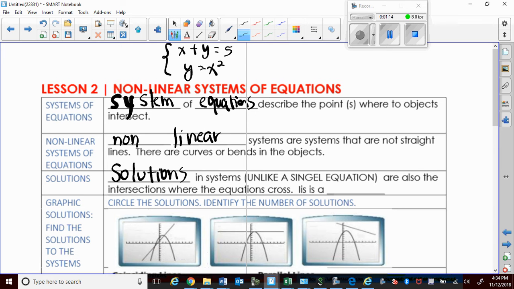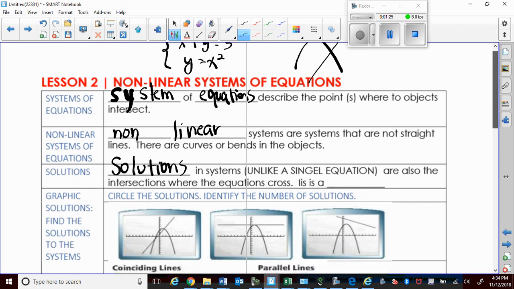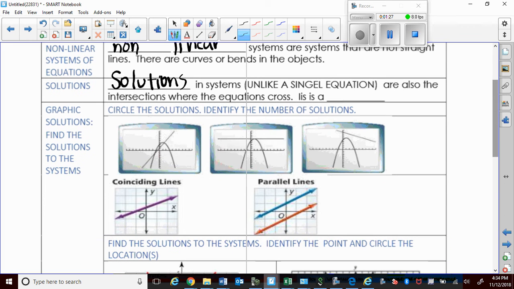You have two equations. Also, if you have a curve and you have a line going through it, this is a system as well. There's a curve and then there's a line. So that's a system of equations. Those are examples of systems of equations. So first, we're going to circle the solutions in each one of these problems. Okay?